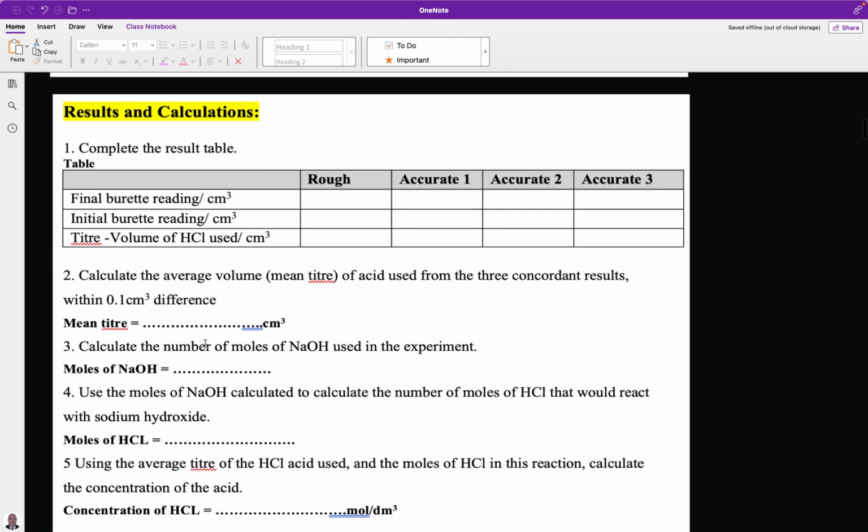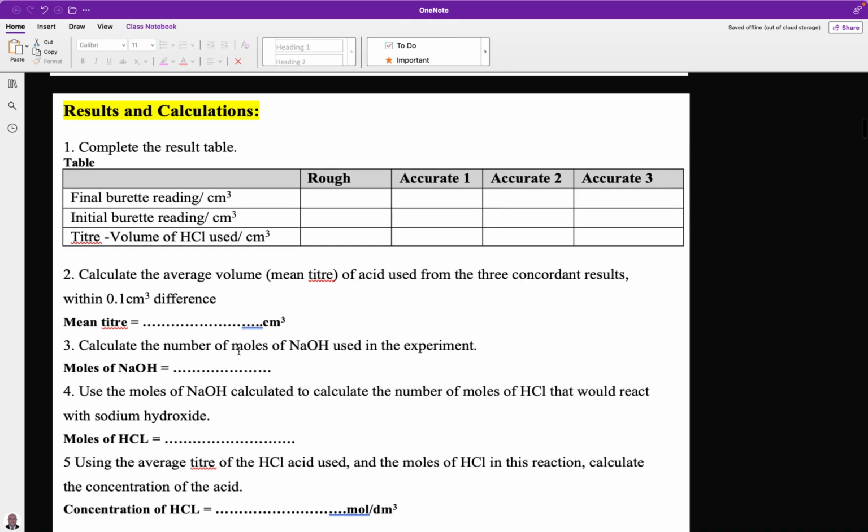Number 3, you have to calculate the number of moles of sodium hydroxide used in the experiment. You have to write from the balanced equation. You will calculate the number of moles of sodium hydroxide. You now know the concentration of sodium hydroxide, and you know the volume of sodium hydroxide.